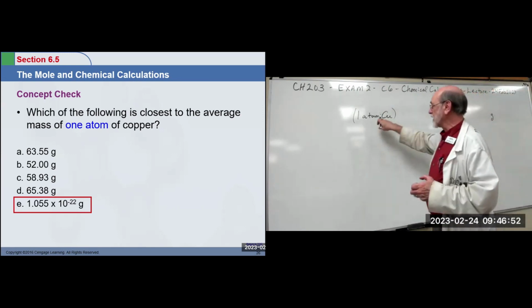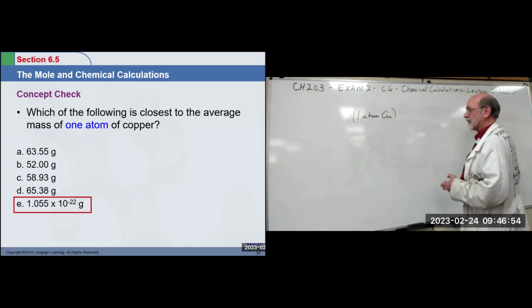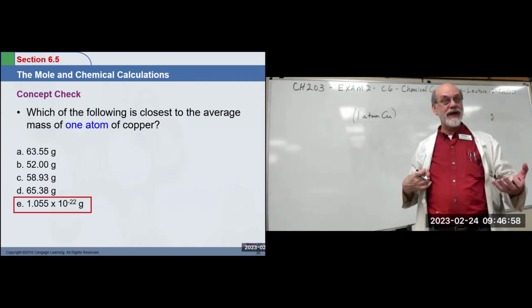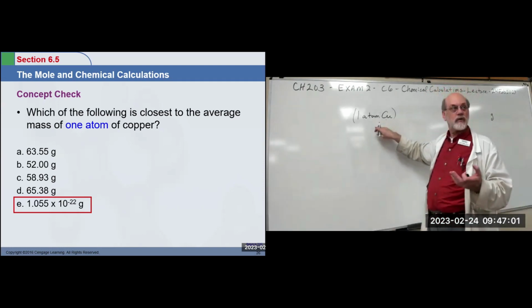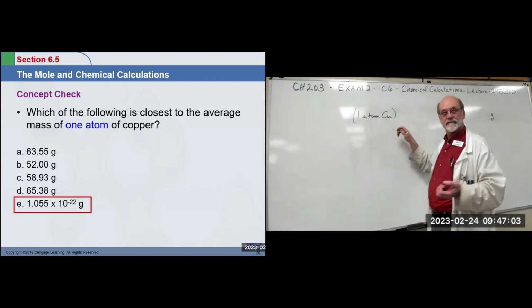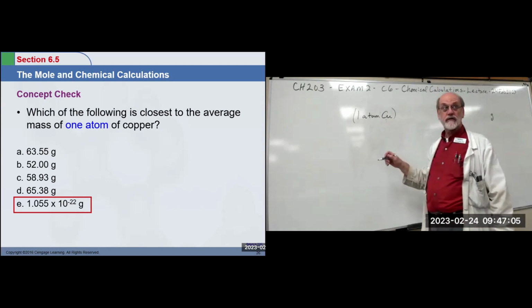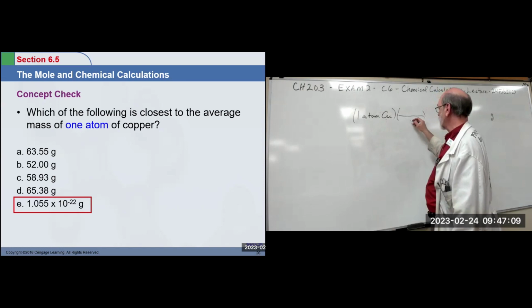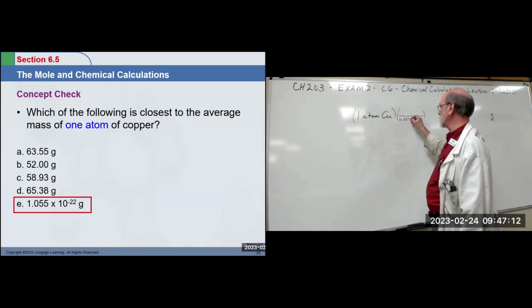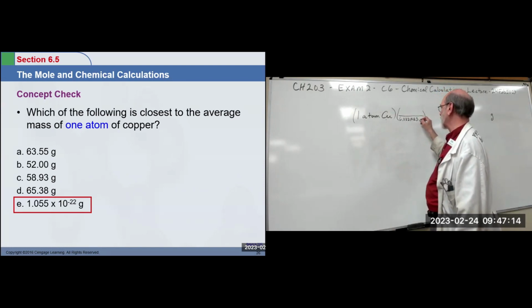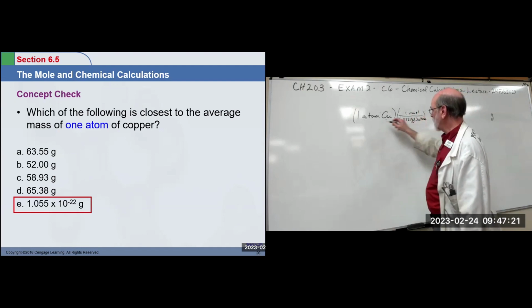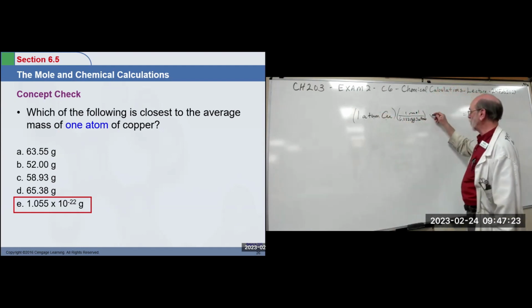Well, we can't go directly from one atom of copper to mass in grams. The only conversion factor we have available is molar mass. So we have to find out how many moles that represents. It's going to be a fraction of a mole, isn't it? Avogadro's number, 6.022 times 10 to the 23rd atoms in a mole. That way the atoms cancel and leave you with moles.